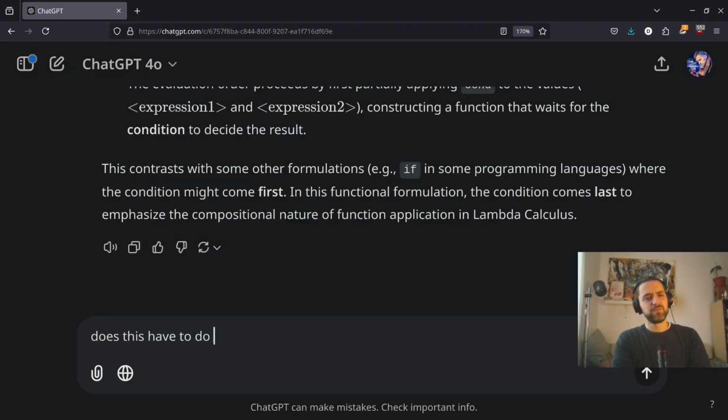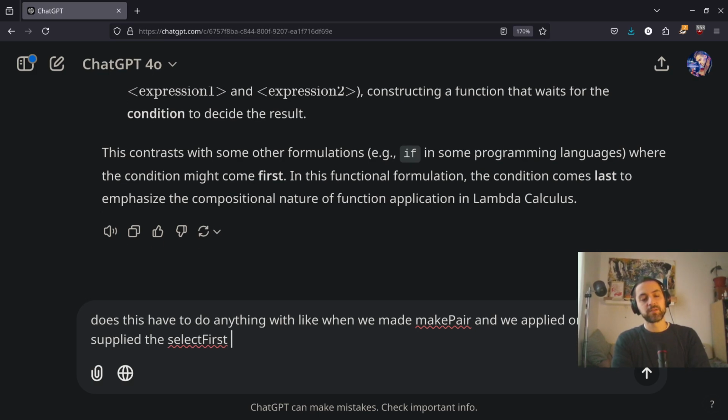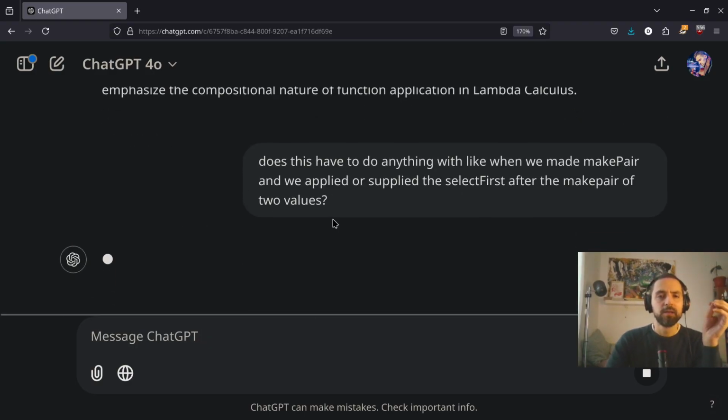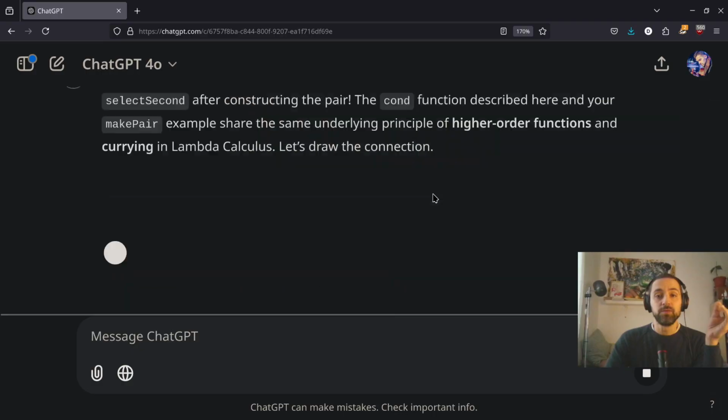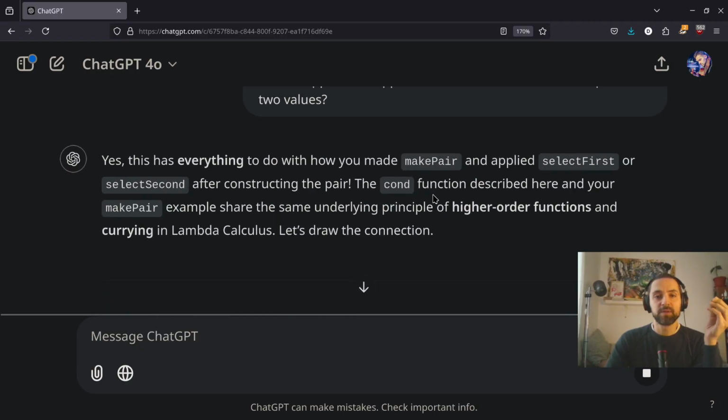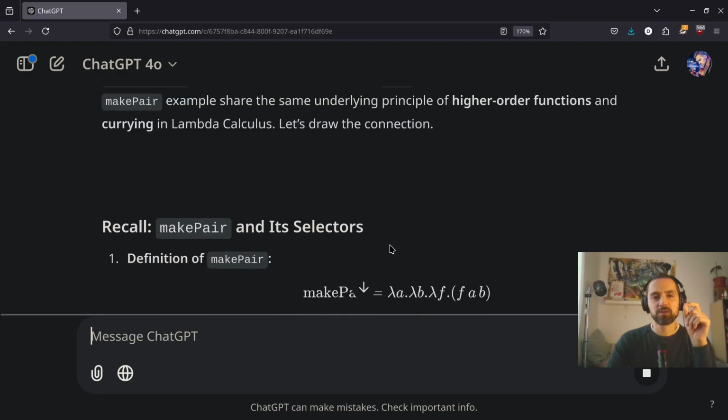Does this have anything to do with when we made make pair and we applied or supplied the select first after the make pair of two values? This has everything to do with how you made make pair, applied select first after constructing the pair. The cond function described here and your make pair share the same underlying principle of higher order functions.